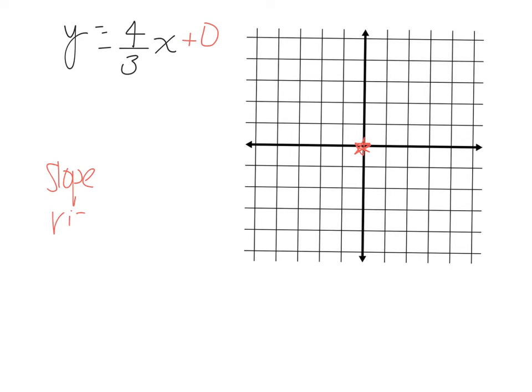And my slope is rise over run. I always write that just to remind myself. It's negative 4 over 3. It's going to go downhill because it's nice negative. I'm going to go down 4: 1, 2, 3, 4 over 3: 1, 2, 3. And put a big dot there.